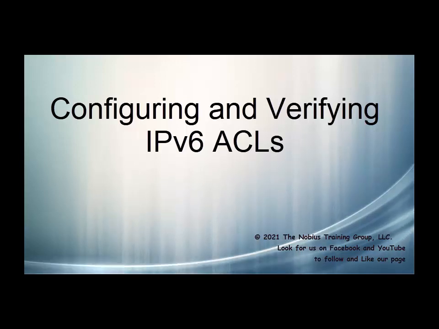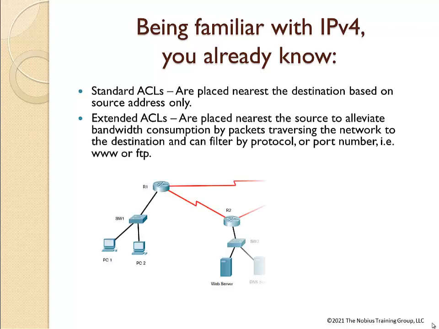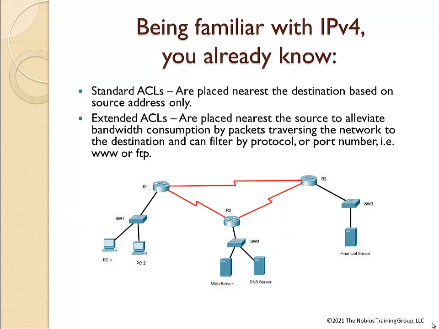Today we're going to be talking about configuring and verifying basic IPv6 Access Control Lists, or ACLs. Being familiar with IPv4, you would already know that standard ACLs are placed nearest to the destination based upon the source address only. Extended ACLs are placed nearest to the source to alleviate any unnecessary bandwidth consumption by packets traversing the network toward the destination, and you can filter by protocol and port number, for example www or FTP.